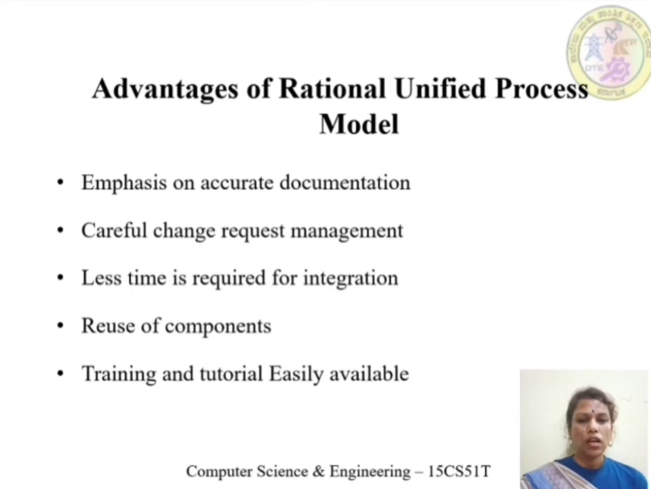Let's see the advantages of Rational Unified Process Model. RUP emphasizes accurate documentation, careful change request management, less time is required for integration, reuse of components, and training and tutorials easily available online. See here, for any project, documentation is a must because these documents are used to understand the project in a better way. And in RUP, in each and every phase, iterations occur. These iterations are because of the requirement changes. So hence RUP has careful change request management.